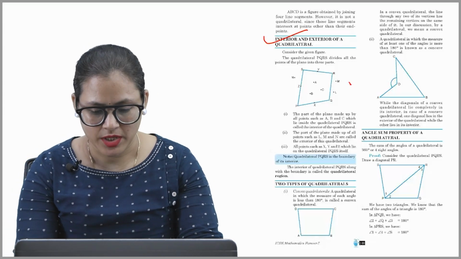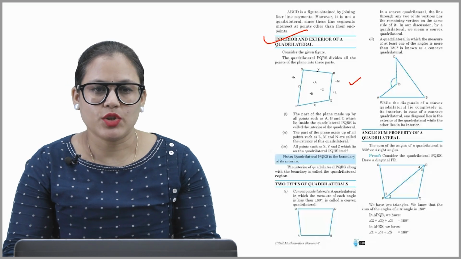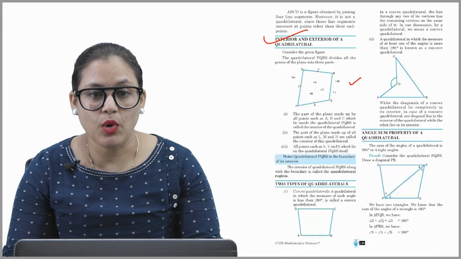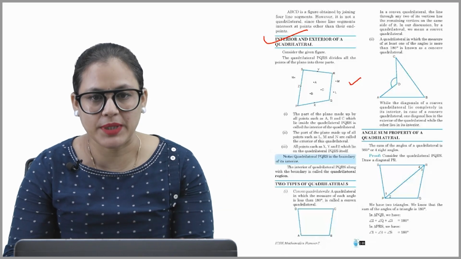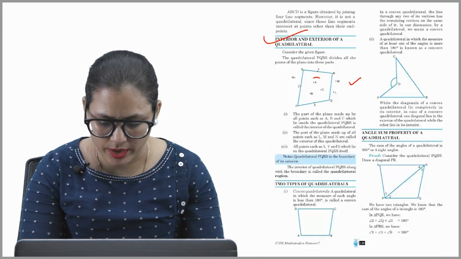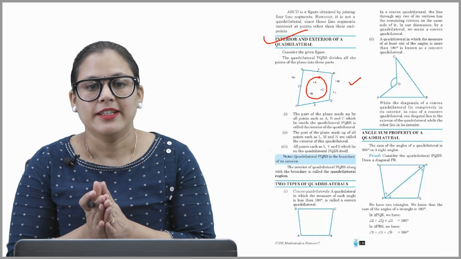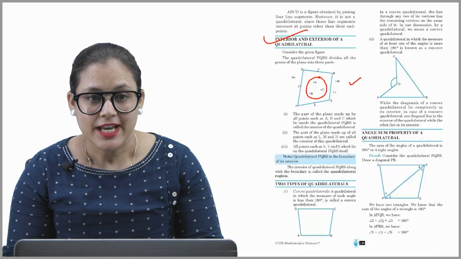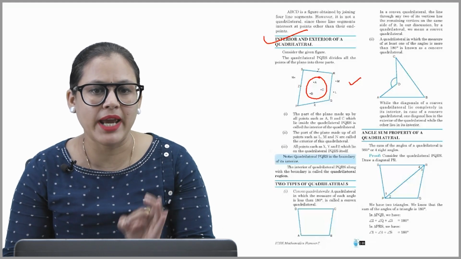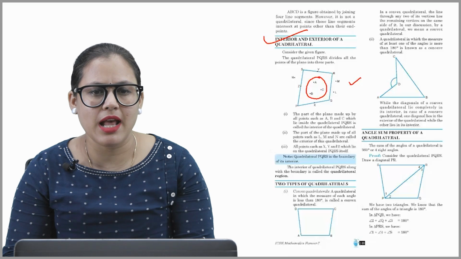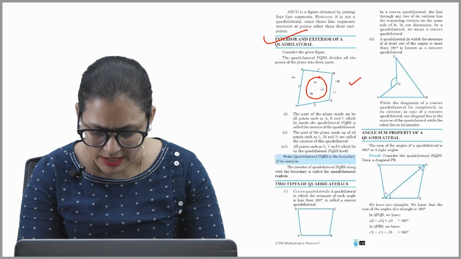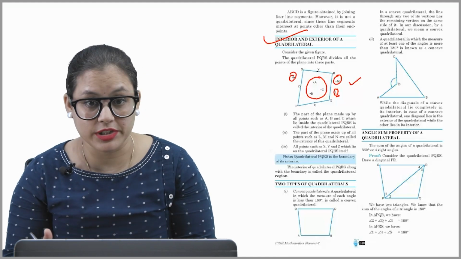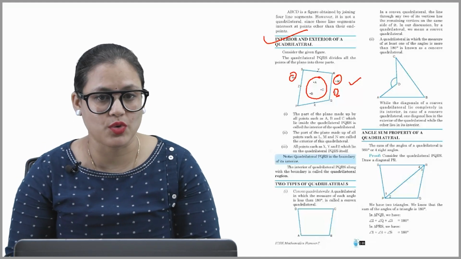Consider the given figure. The quadrilateral PQRS divides all the points of the plane into 3 parts. Number 1, the part of the plane made up by all points such as A, B, C. These are inside the quadrilateral PQRS and is called the interior of the quadrilateral. Number 2, the part of the plane made up of all points such as L, M, N. These points are outside the quadrilateral. That's why these are called the exterior of this quadrilateral.